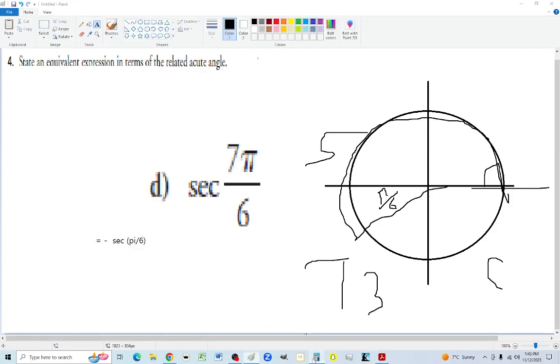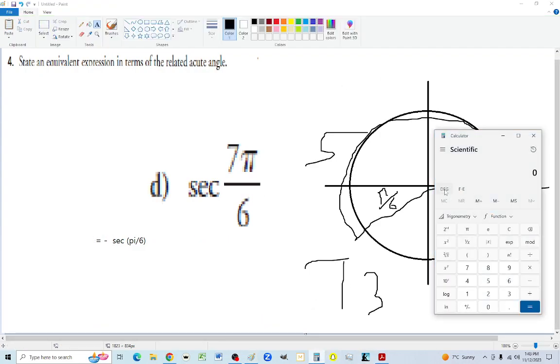And again, you can do this by taking 7, making sure you're in radians, 7 times pi divided by 6, and hitting your trigonometric value of secant. And you get -1.15. Whereas if I do pi divided by 6 in the first quadrant, secant comes out as positive 1.15. So I have to slap a negative in front of it.